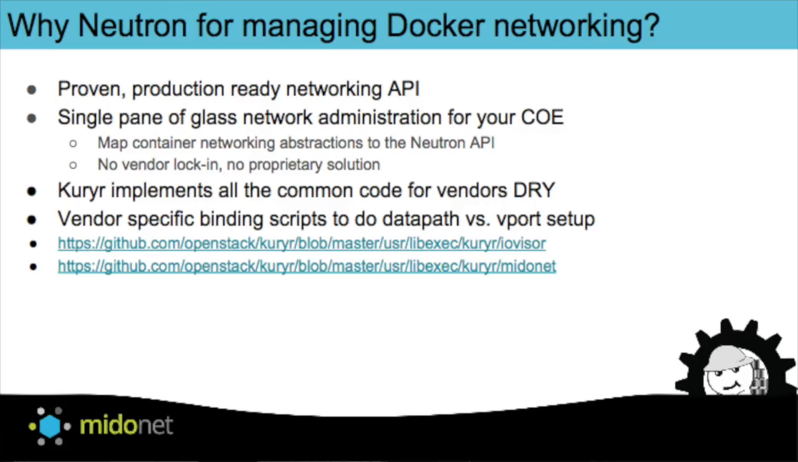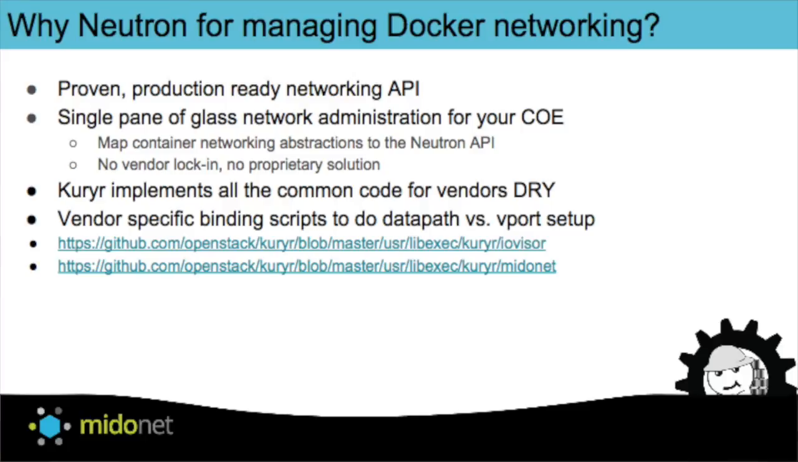So as I already said, the reason why using Kuryr makes sense is that Neutron is fairly stable. So there's a lot of things you can do today in Neutron, and a lot of people are satisfied with the way it works in production. So you can have load balancers, you can have firewalls, you can have security groups.